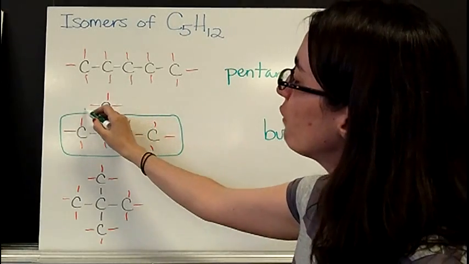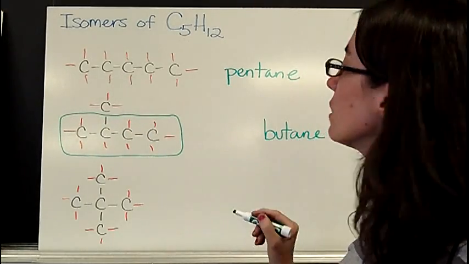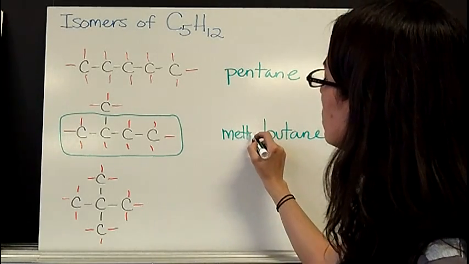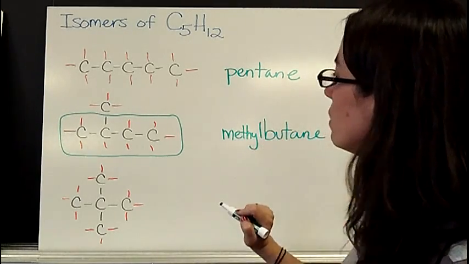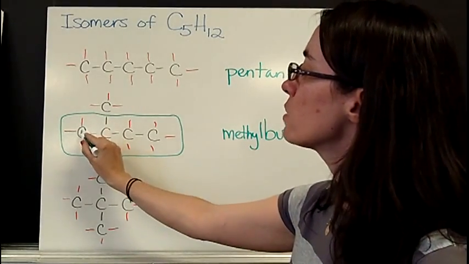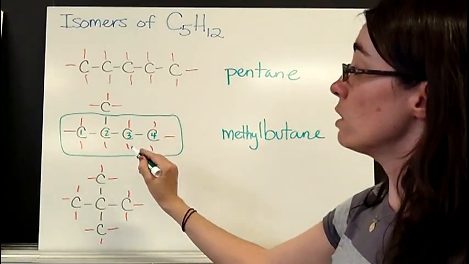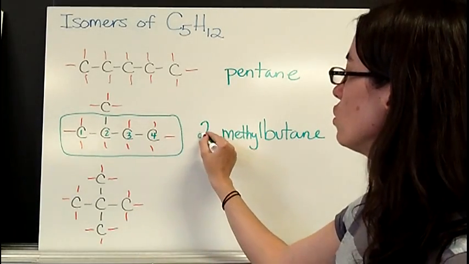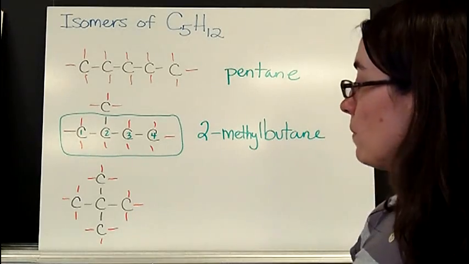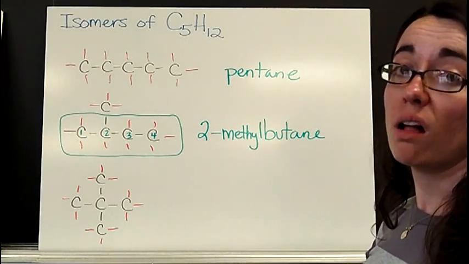Now we have this one little branch. It's 1 carbon in length, so that's called methyl. Then, because it's closer to the left-hand side, we number it 1, 2, 3, 4. So this is 2-methylbutane.